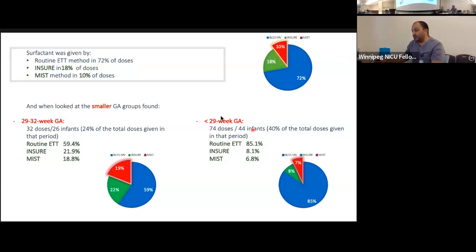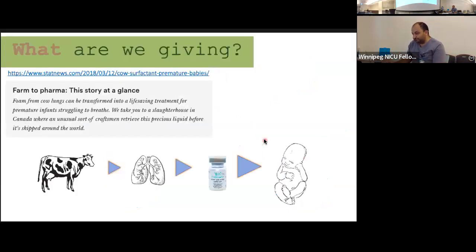Especially when we talk about less than 29 weeks gestation, we are still behind in the non-invasive methods. We are still at 85% of the babies intubated, mechanically ventilated, given the surfactant, and then the extubation and the prolonged period of respiratory support goes on. That's the main message I can say, and this is the baseline data we have to work with so that we can monitor after we implement a better practice.